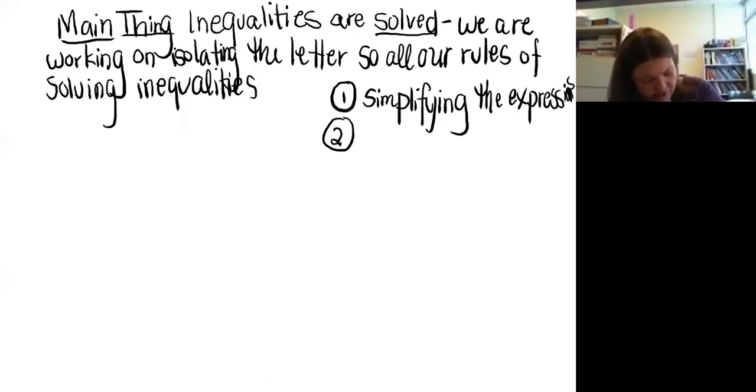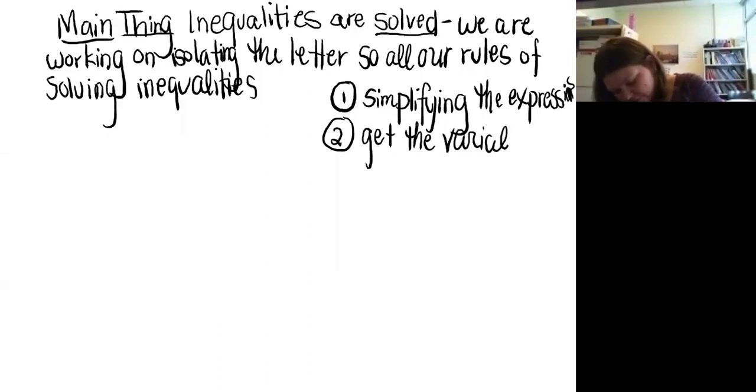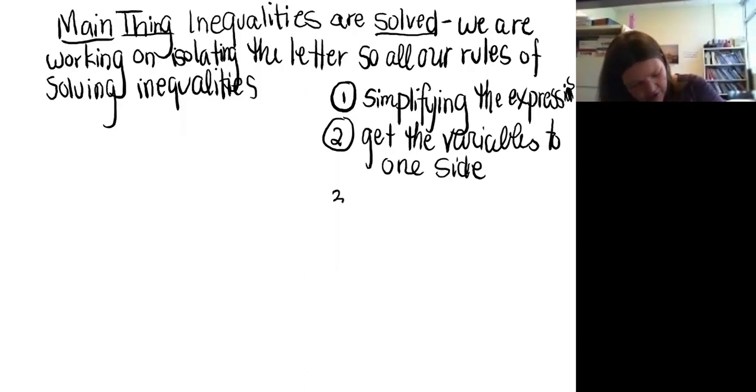So we simplify the individual expressions. Then we had to make sure our letters were all on one side. So we would get the variable terms to one side. If we had letters on both sides, we said, how in the world could we ever get the numbers away? Because the letters are everywhere. And then the third and final thing we would do is work on getting that letter alone.